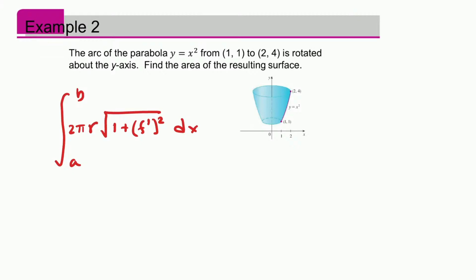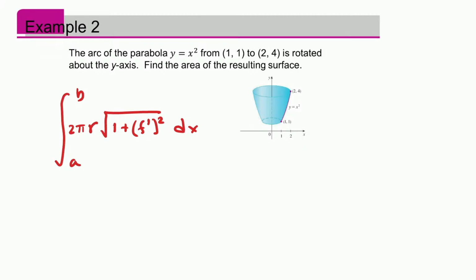R is sometimes the function, but R is always the distance from the axis of rotation to whatever it is that we're rotating. So we'll get to R in a minute. Don't worry about R, because you're right, it's not going to be the function in this case.